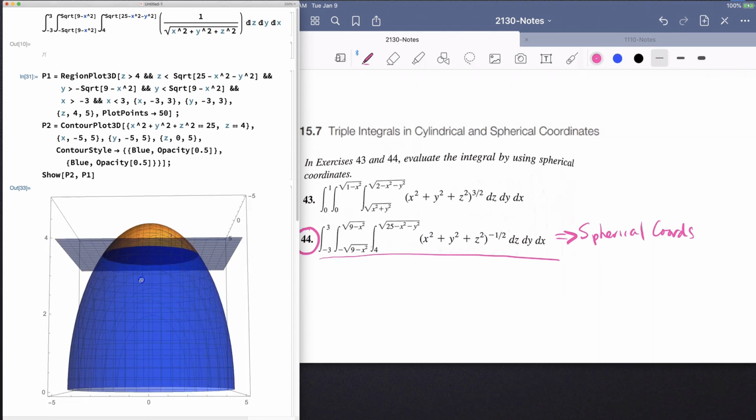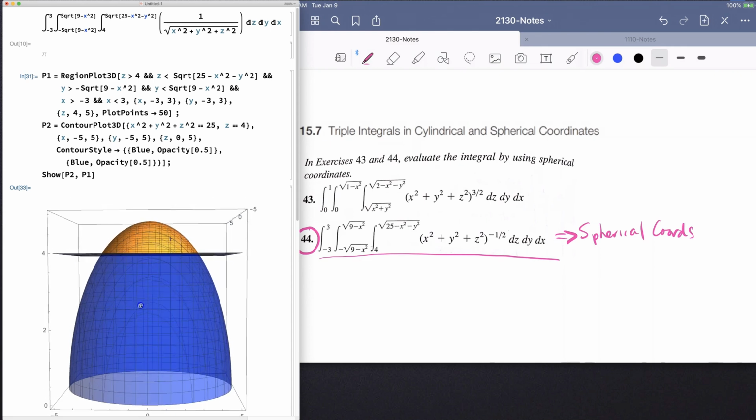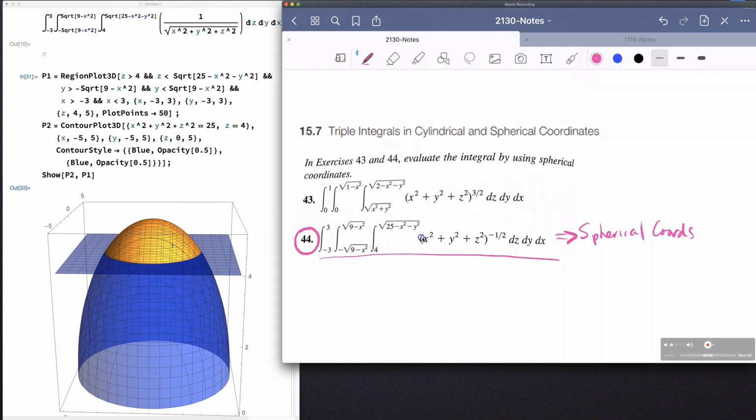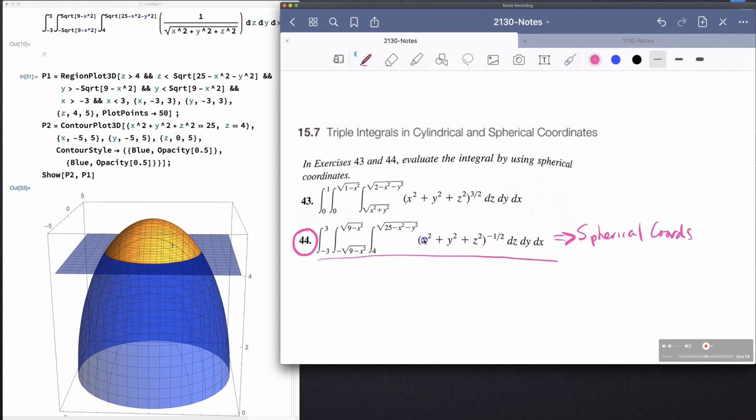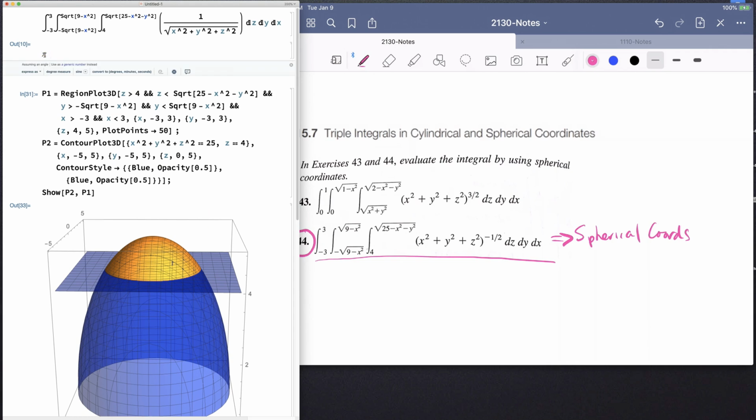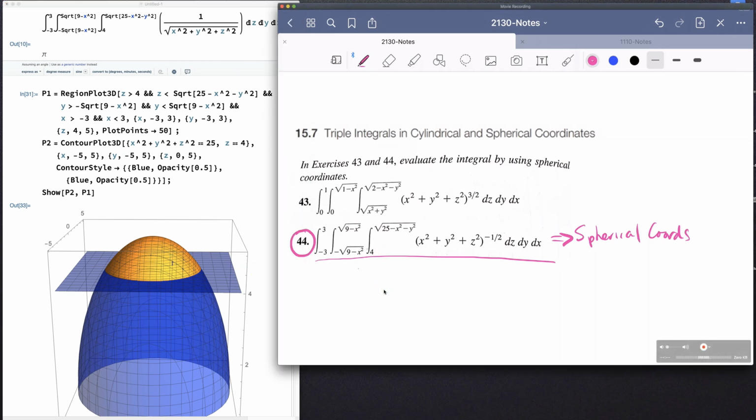It is just finding the volume or the mass of this region in orange, whose density function varies with x squared plus y squared plus z squared to the negative 1/2 power. And the mass of this region is evidently pi, according to that Mathematica calculation. So what we need to do is to switch this integral to spherical coordinates. We can double check our answer in spherical coordinates, and we need to set up the limits of integration in this problem.